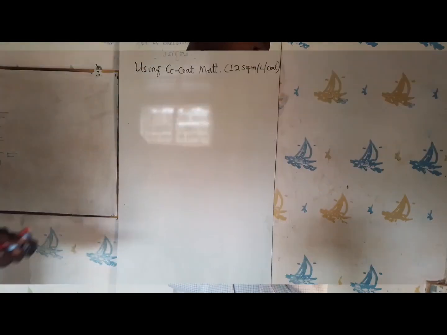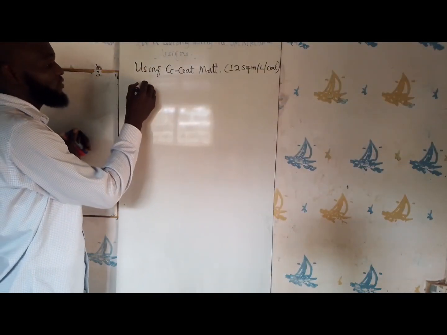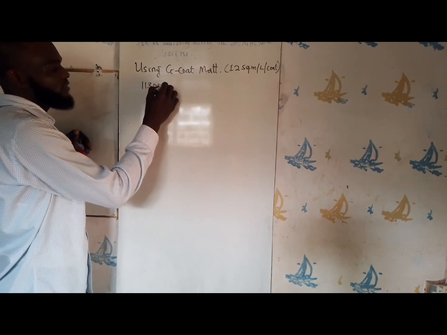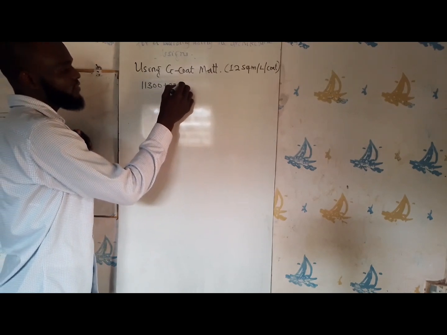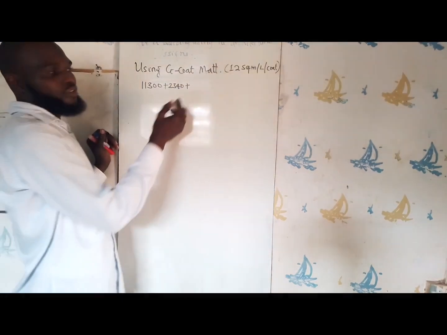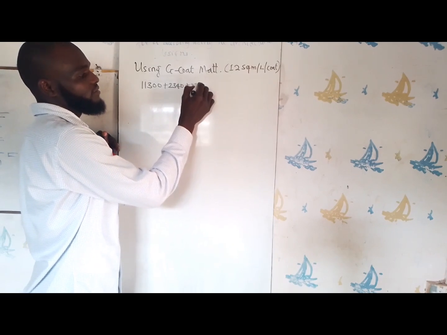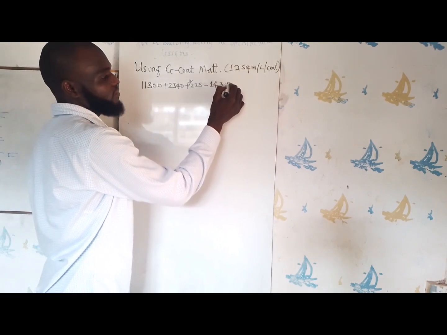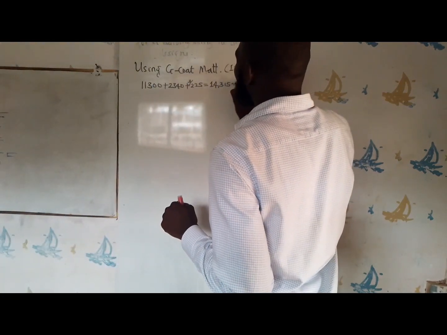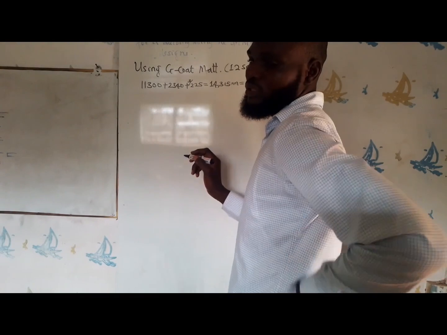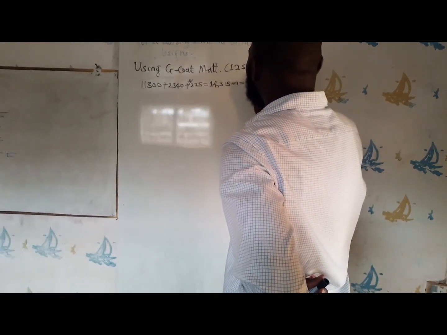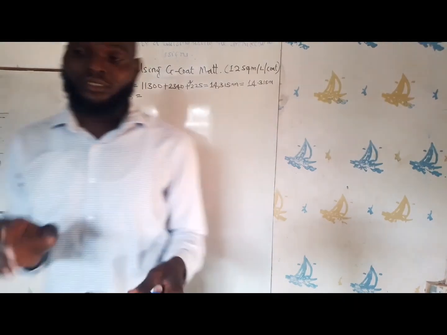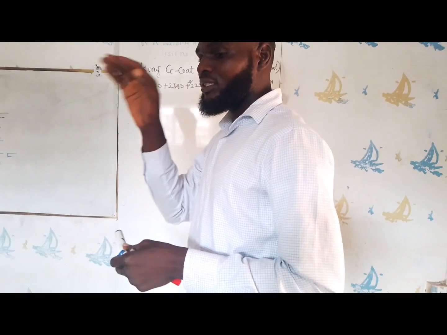What is our length? From our drawing, we have 11,300 plus 2,340 plus 225 in 3. I don't want to waste time, so I can do it this way. This is in millimeters, so we want to convert it to meters. That's divided by 1000, so that will be 14.315 meters.